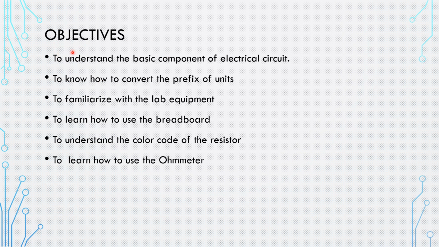Our objective for this experiment is to understand and to know the basic components of any electrical circuit. The second thing, I'm willing for all of you to know, is how to convert the unit or the prefix of units. Then I want all of you to get familiarized with the lab equipment, so later on when we go in the lab, you know which equipment we're gonna use. And we'll talk a little bit about how to use the breadboard, and this is more related to the practical part. We're gonna study the color code for any resistors, and after that we're gonna learn how to use the ohmmeter.